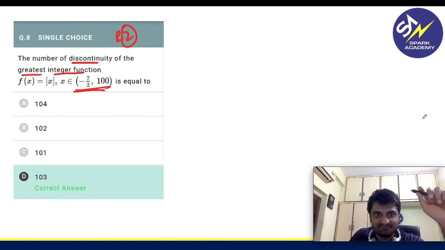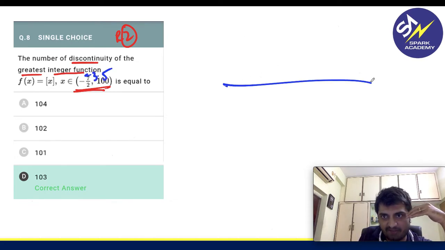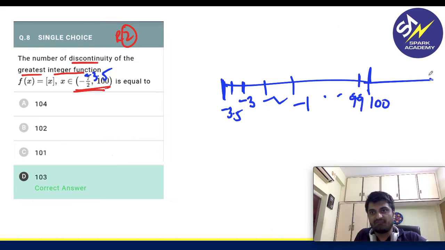Now look at this, guys. This is the 8th question which we are doing. The number of discontinuities for the greatest integer function, right? Between minus 7 by 2 and 100. Minus 7 by 2 is what, guys? This is minus 3.5, right? Approximately. Let's draw the number line. So this is minus 3. So minus 3.5 will lie somewhere here. So you'll get minus 2, minus 1. And you'll get up to 100, right? So 99 and 100. This is what is given to you. And of course, you will have infinity. This is minus infinity. This is the number line.